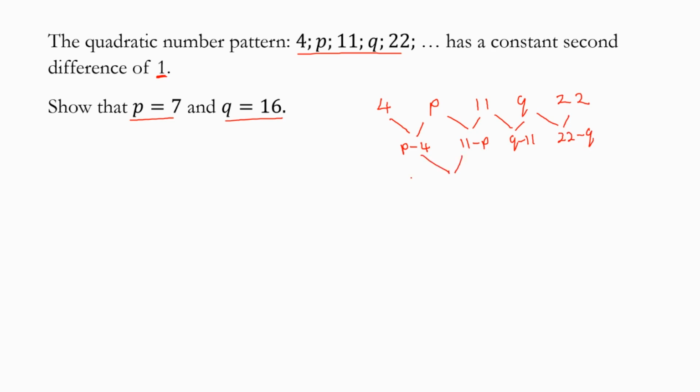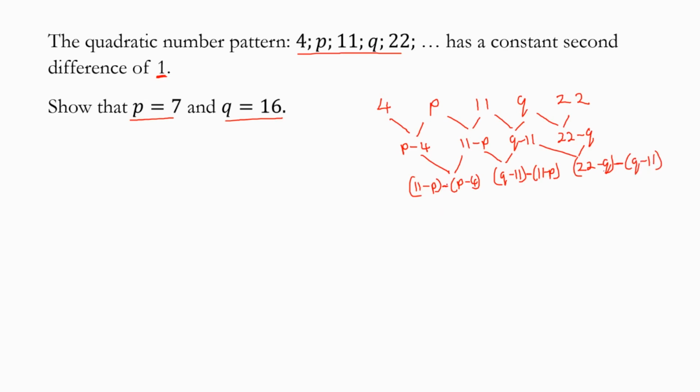Let's put our things in brackets so that we don't make mistakes. So it's (11 minus p) minus (p minus 4). You put your things in brackets like that, and then we have (q minus 11) minus (11 minus p), and then the last one we have (22 minus q) minus (q minus 11).